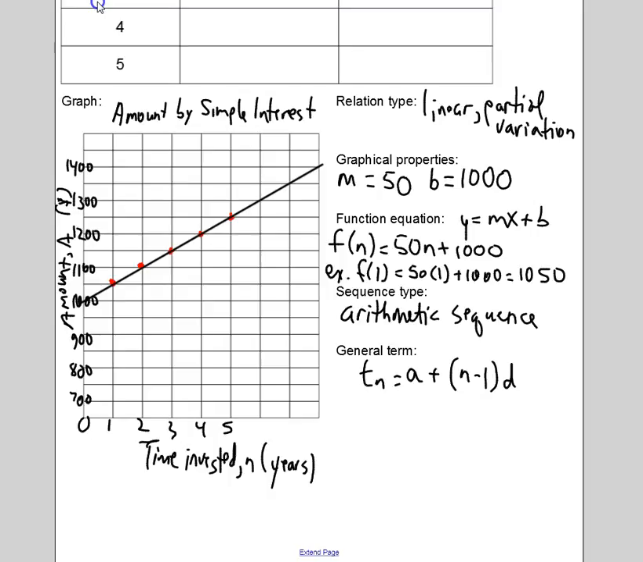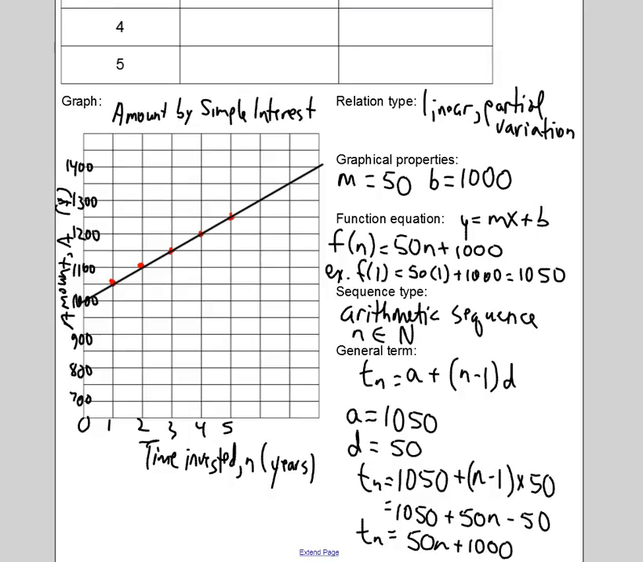In this case, though, we have to remember that sequences start at term 1. So our domain here is that n is an element of capital N, being the natural numbers, okay? So the first term is 1,050, and in our sequence we don't have a y-intercept. So we're going to now construct the general term using first term, common difference, and term number.